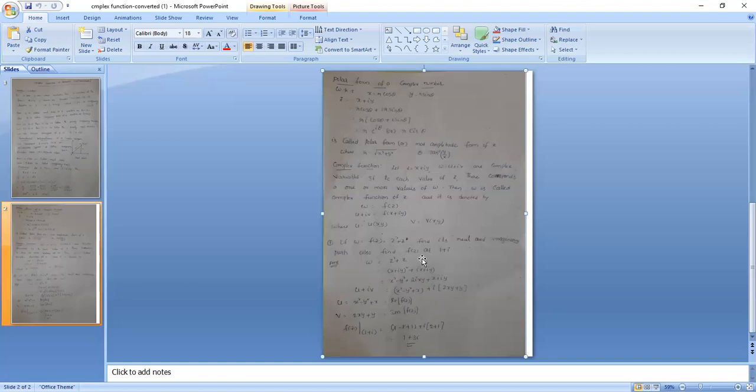Next, we need to find the f of z value at 1 plus i. What is the f of z value? f of z is x square minus y square plus x plus i, 2xy plus y. In this, substituting the point 1 plus i. 1 plus i is represented as an ordered pair, that is 1 comma 1. x value 1, y value 1. Substituting, 1 square minus 1 square plus 1. 1 cancels, only 1 exists. Here x is 1, y is 1, 2 into 1, 2 plus 1, 3i. 1 plus 3i. f of z value at 1 plus i is 1 plus 3i.